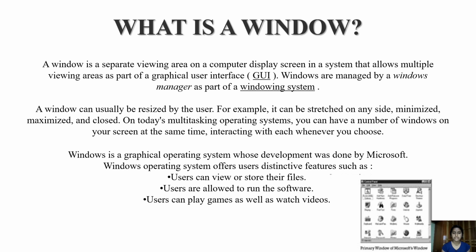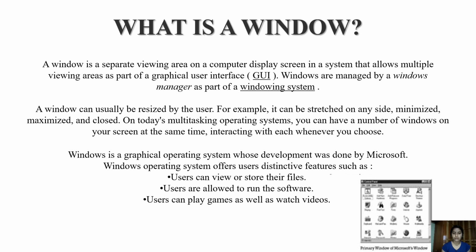A window can usually be resized by the user. For example, it can be stretched on any side, minimized, maximized, and closed. On today's multitasking operating system, you can have a number of windows on your screen at the same time, interacting with each whenever you choose.